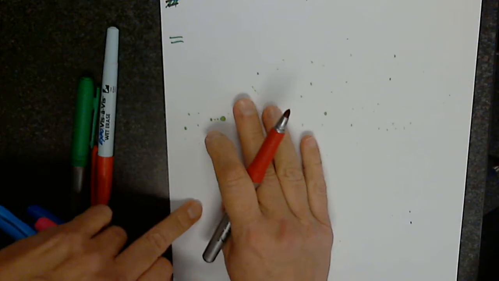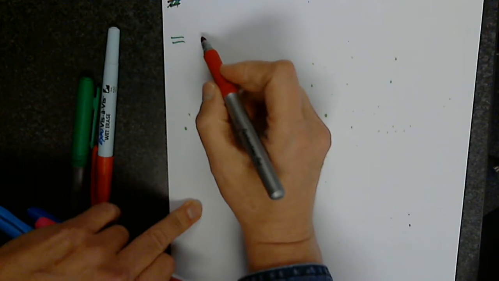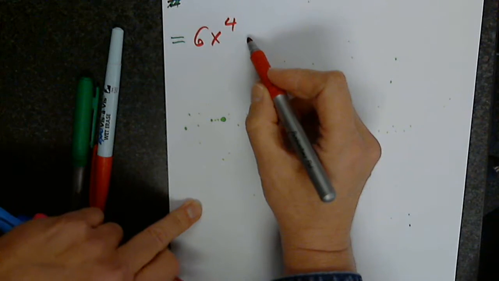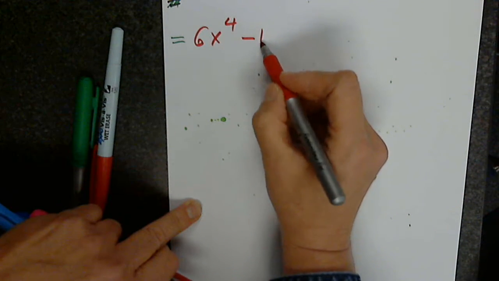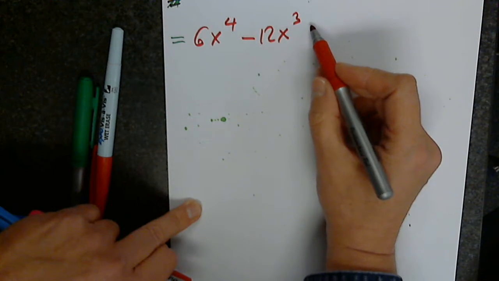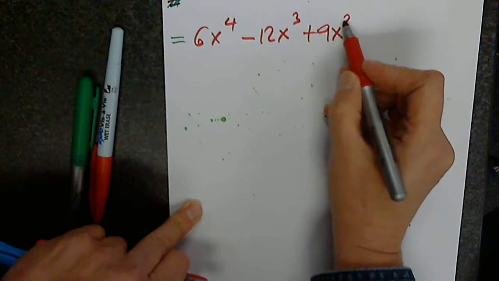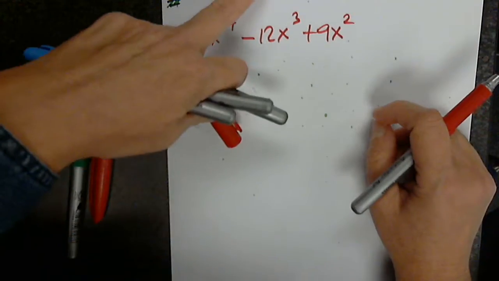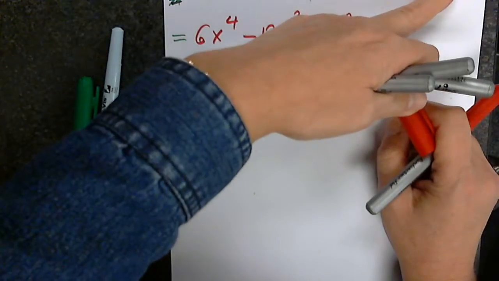Ready? Okay, can anyone dictate? 3.6x to the fourth minus 12x cubed plus 9x squared. Do you all agree with these 3 terms? Okay, now I'm distributing 2x to these 3.